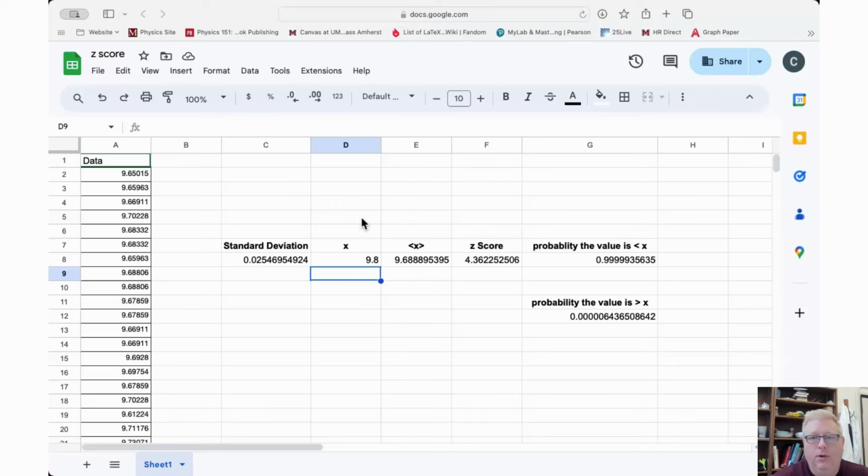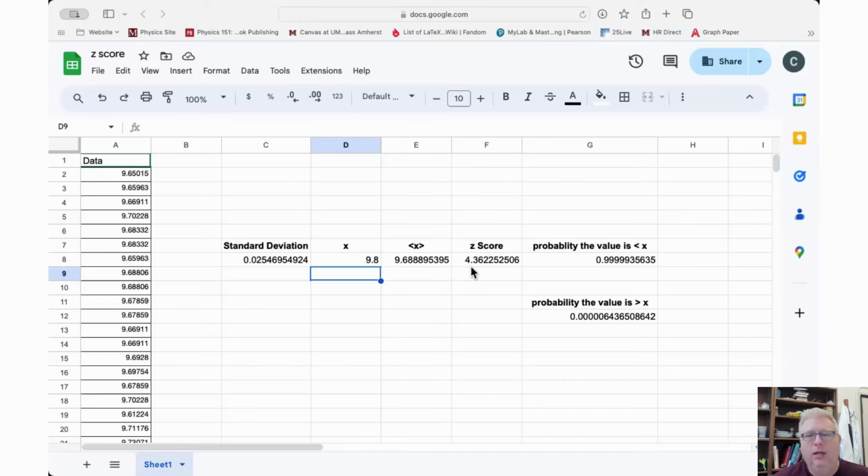The Z-score tells me that. The Z-score tells me how many standard deviations I am away from the mean. I have a Z-score of over 4. That means I'm about 4 standard deviations away from the mean.